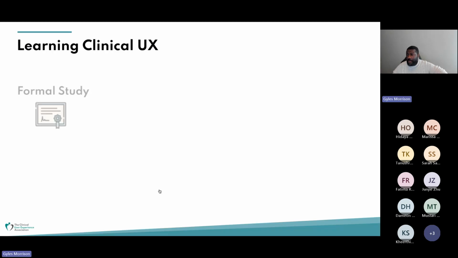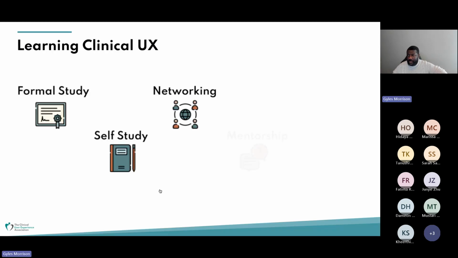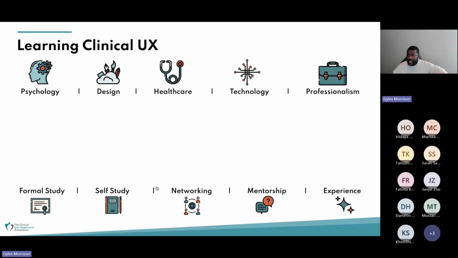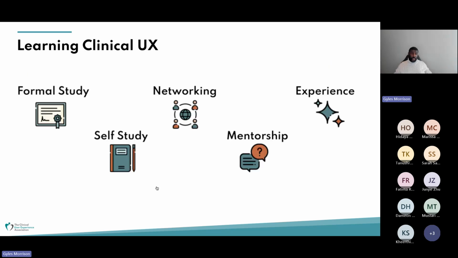So, learning clinical UX. Broadly speaking, there are 5 ways that you can learn about clinical UX. And it's not that dissimilar to what you're doing with your own studies for your professional careers. There's formal study, what you're doing at uni. There's self-study, which is when you're learning more about a topic that you already have some understanding of. So with formal study, you don't know what you don't know. That's why you go to university, to learn the stuff you didn't know.